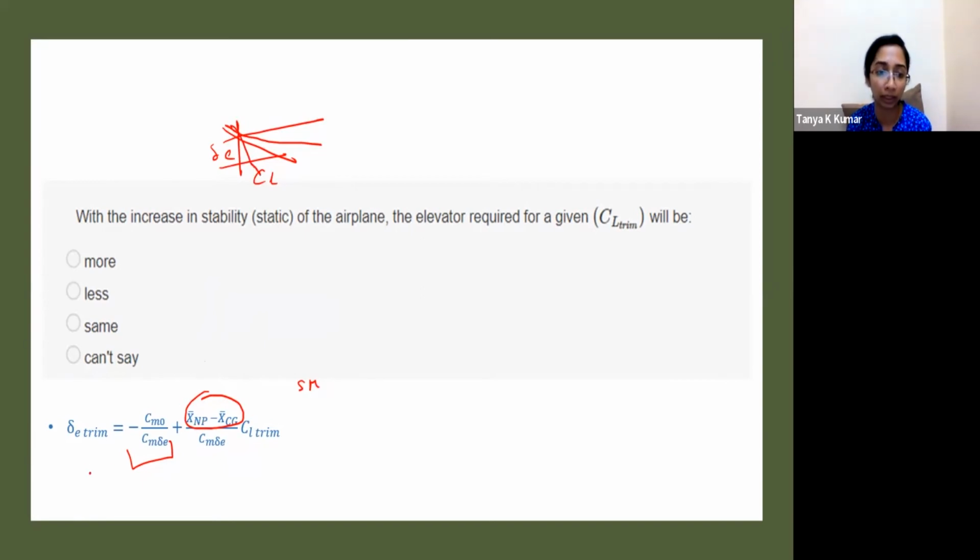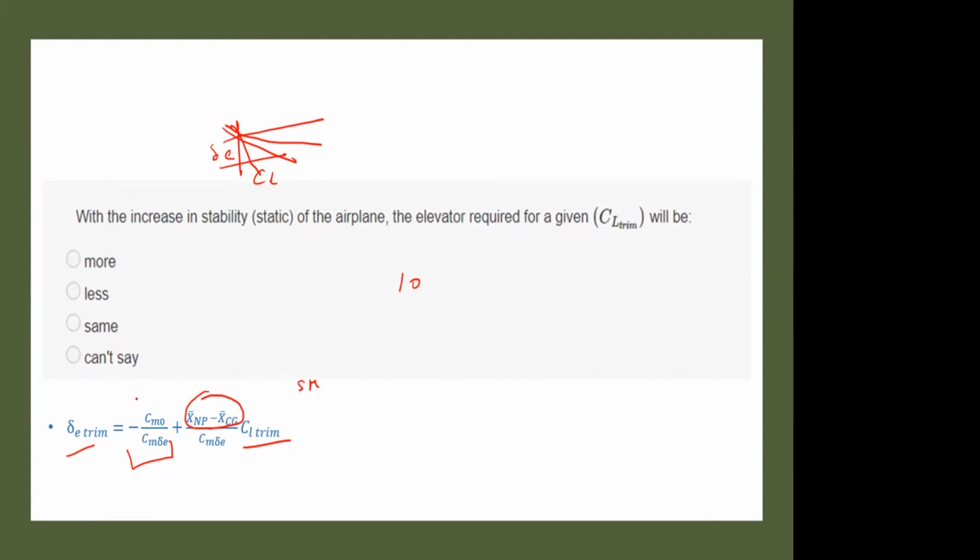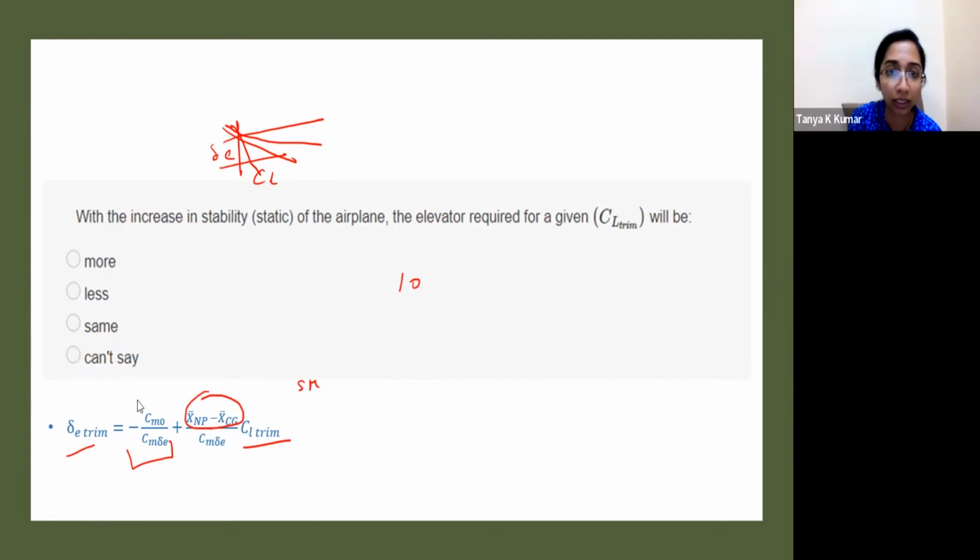So now can you tell me this delta E trim required to trim the aircraft at the same CL? For the first case, suppose it's 10. 10 is a huge number, but I'm just telling you 10. For the next case, when this value is increased, will it be more than 10 or less than 10? For the same CL trim, this value is increased. Will delta E trim be more or less? This term also remains unchanged. Yes, somebody was saying something. More, yeah. So the answer would be more.